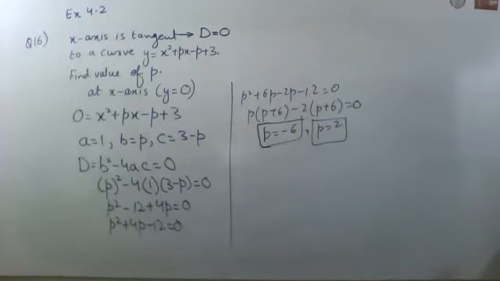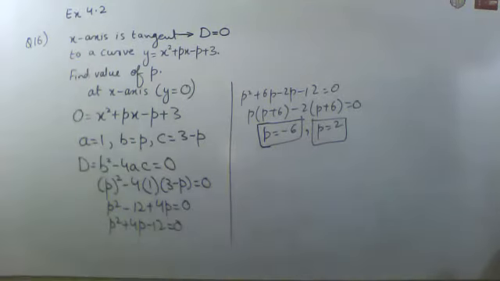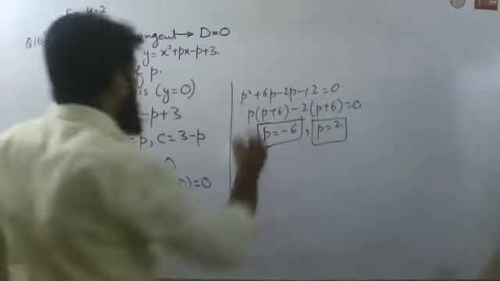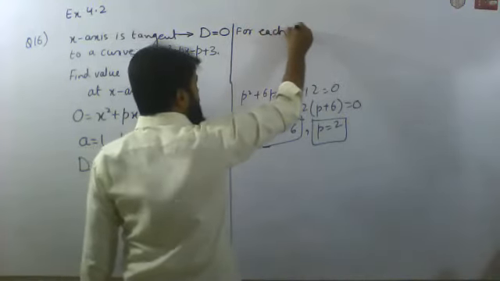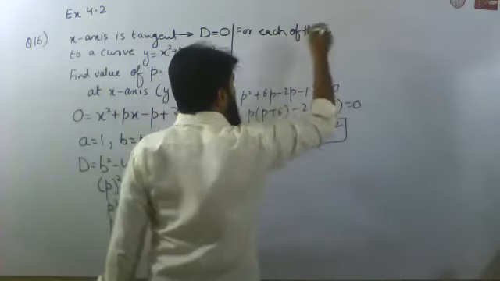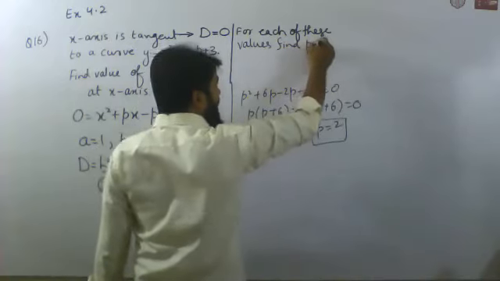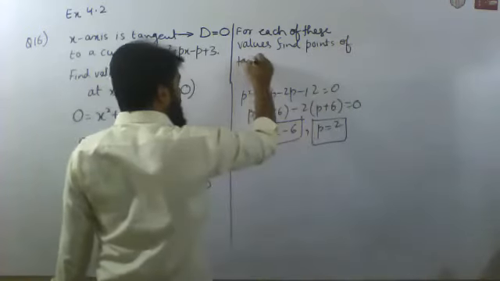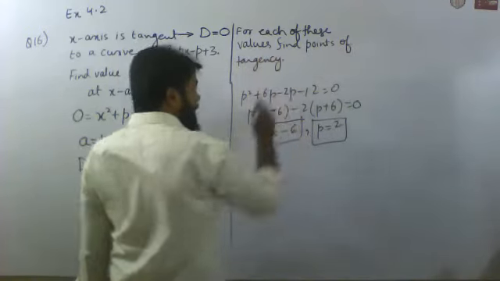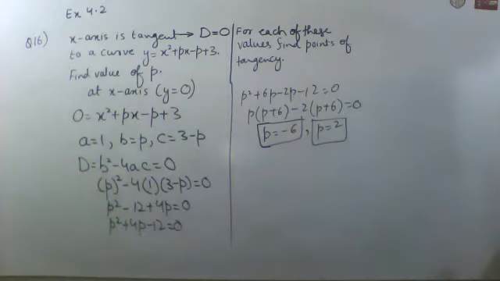Now, in question number 16, they have given us something else also. First of all, they have asked for the value of p, which we have got. Now they are saying that for each of these values, find the point of tangency. I have to find the coordinates of the point of tangency for these 2 values which are given to me.